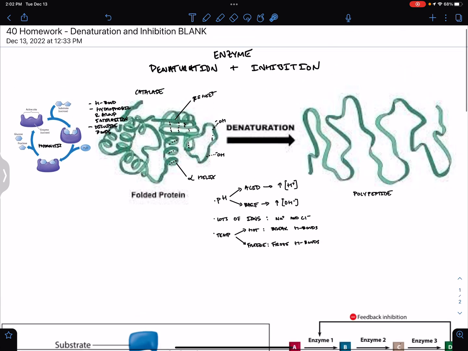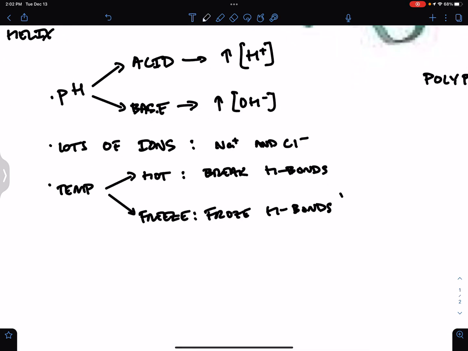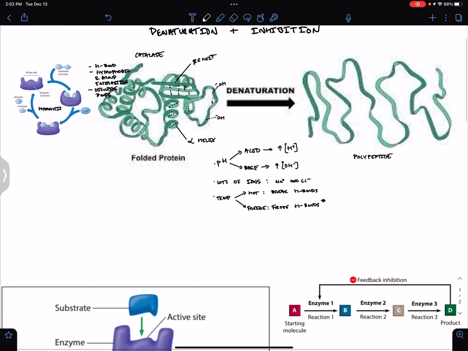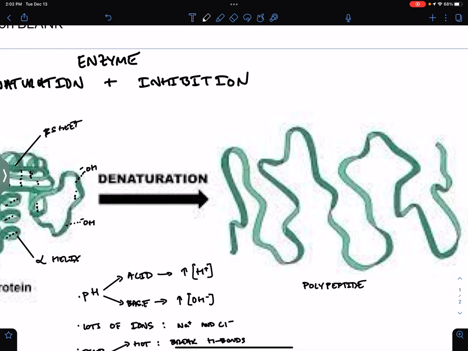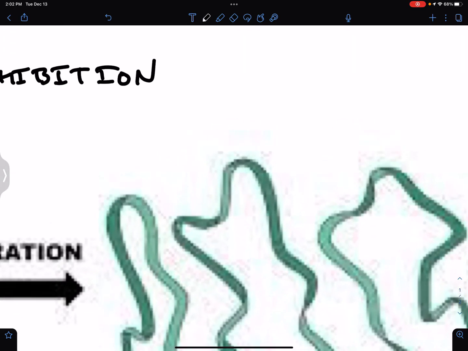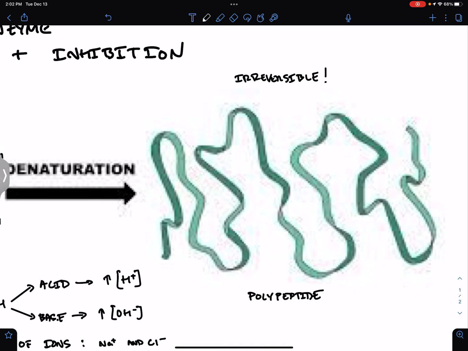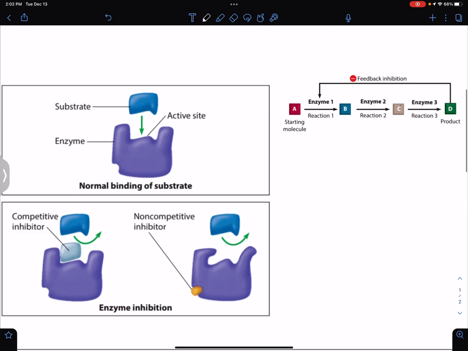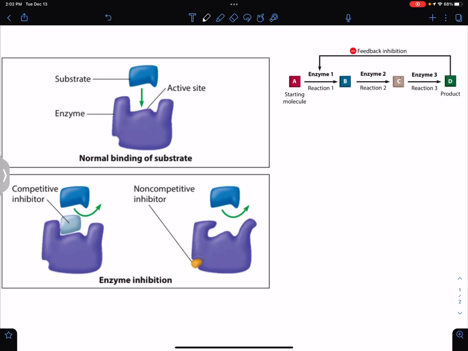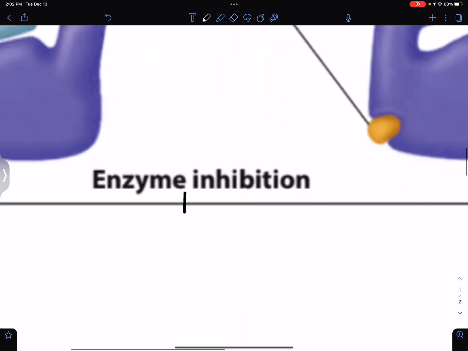Okay, so I guess this is a star. This doesn't denature the protein. It just freezes the bonds into place. Okay, so protein denaturation is generally irreversible. The protein shape has been destroyed and it is no longer functional. However, there are some ways to inhibit the action of an enzyme that is a reversible interaction.